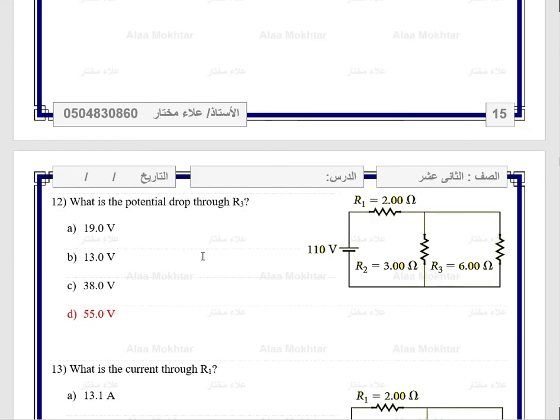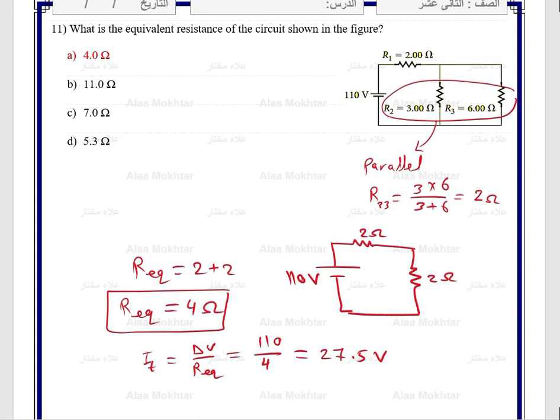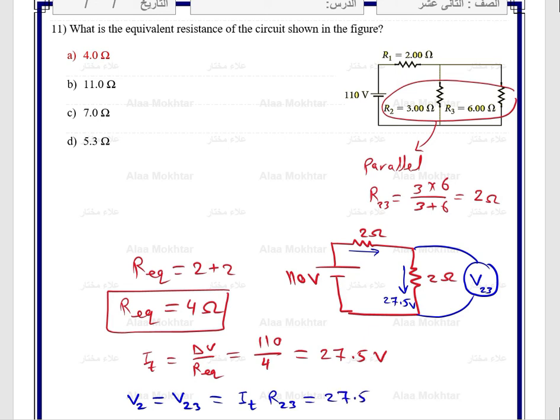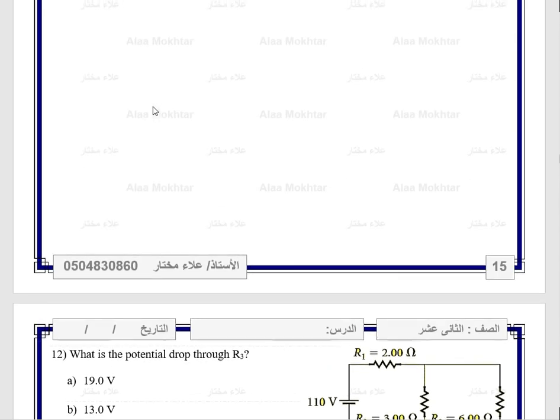If you need to calculate the potential drop across each resistor, you can calculate it using the same rule. The same question: what is the potential drop across R3? Okay, we can calculate it here. The current passing into this resistor is 27.5, so the voltage V23 will remain the same. So V2 equal V23 equal I total times R23, equal 27.5 times 2 ohm. The answer will be 55 volts. The answer for question number 12 is 55, as you saw on the previous page.